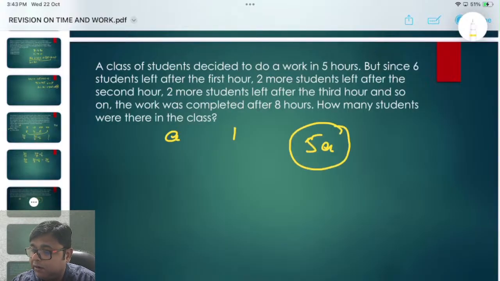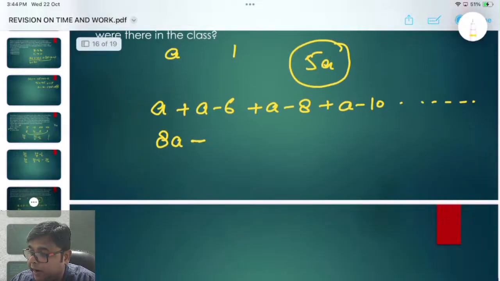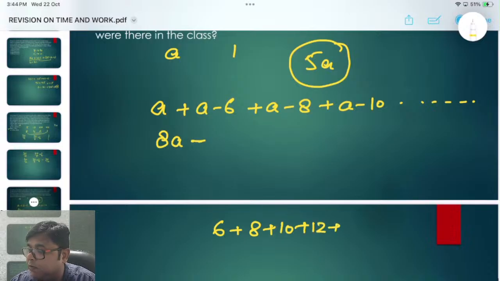Now, in the first hour, A units were made, as there were A students. Second hour, A minus 6, then A minus 8, then A minus 10 and so on till the 8th hour. So I have 8A minus, now I have to add the numbers 6 plus 8 plus 10 plus 12 plus 14 plus 16, 7 such values I have to take, and 18.